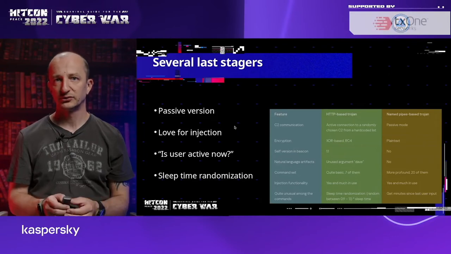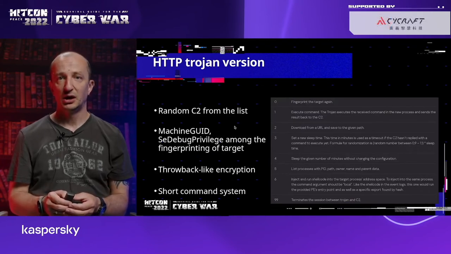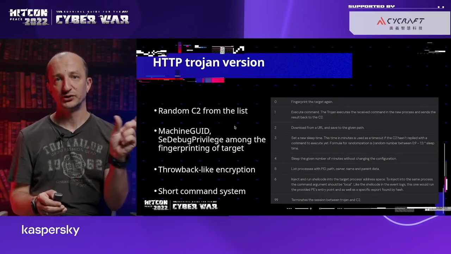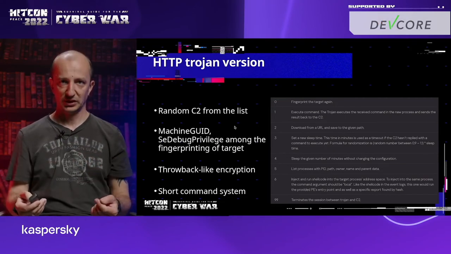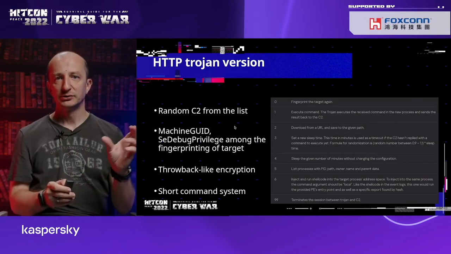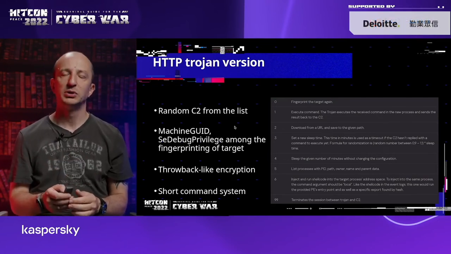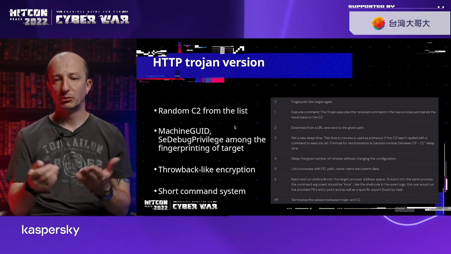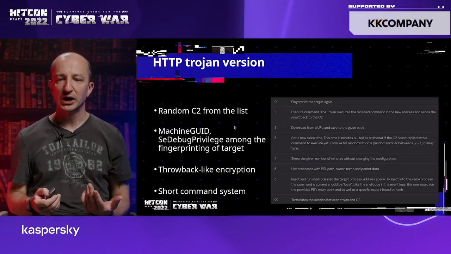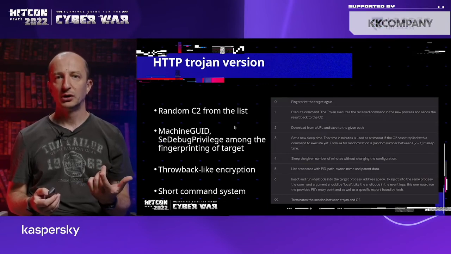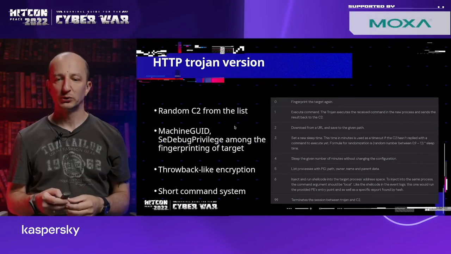Let us take a look at them a little bit more. It's a command system, right? And what is inside? In the case of HTTP, another interesting part is the randomization of the C2. If the encrypted configuration data contains several control servers, they are divided by a sign like this, and the algorithm would take a random control server from the list. Okay, one more randomization that could be useful for the malicious developer. Among the fingerprinting for the target, they take a machine GUID from the Windows system registry, and the fingerprinting also includes whether the process has the SeDebug privilege for privilege escalation, an interesting part of the fingerprinting.